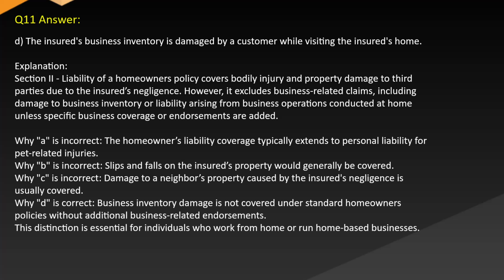Why A is incorrect: The homeowner's liability coverage typically extends to personal liability for pet-related injuries. Why B is incorrect: Slips and falls on the insured's property would generally be covered. Why C is incorrect: Damage to a neighbor's property caused by the insured's negligence is usually covered. D is correct. Business inventory damage is not covered under standard homeowners policies without additional business-related endorsements. This distinction is essential for individuals who work from home or run home-based businesses.